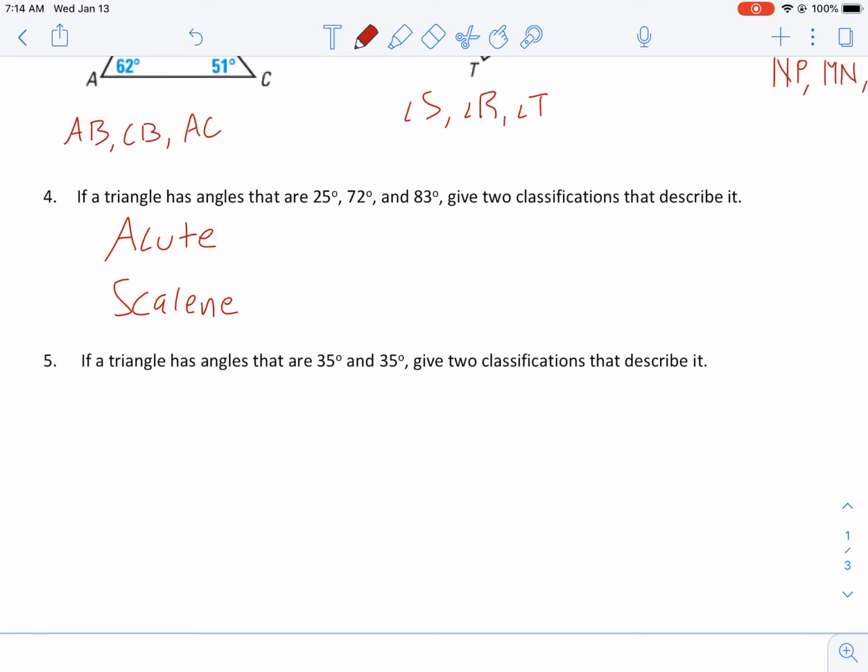If a triangle has angles that are 35 and 35, give 2 classifications about it. Well, 35 plus 35 is 70, so the third angle has got to be 110. So that means this triangle is obtuse. And then since 2 of the angles are the same, we know it has to be isosceles, okay?